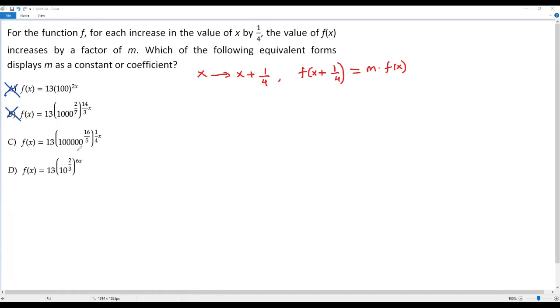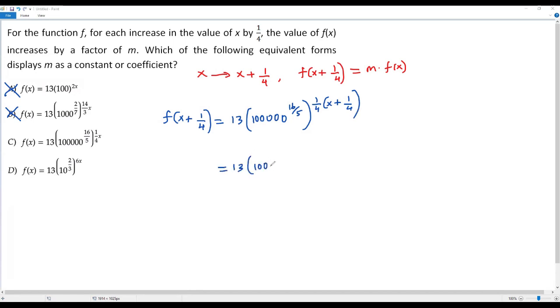Now let's check with the function f of x in answer choice C. Let's do the same thing. That is, x has to be replaced by x positive 1/4 in the function f of x over here. Then we get f of x positive 1/4 equals 13 times 100,000, let me write the stuff over here, raised to the power of 16 over 5 to the power of 1 over 4 times x positive 1/4. Okay, now let's do some simplification.